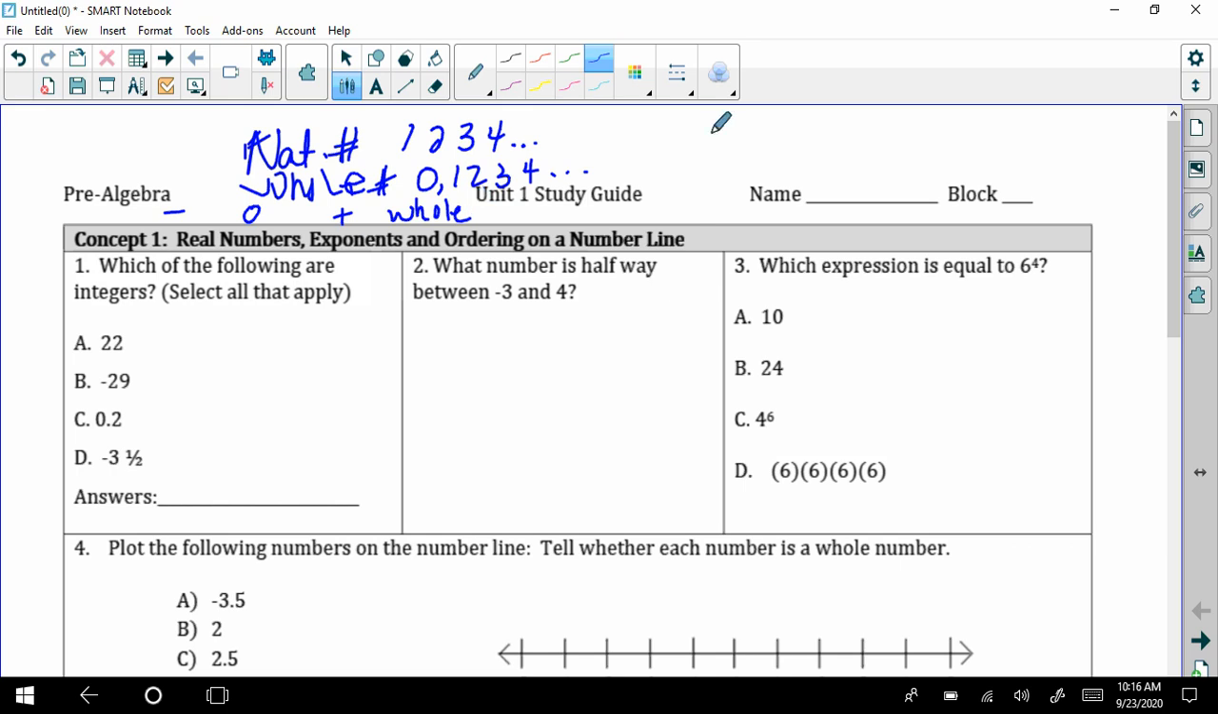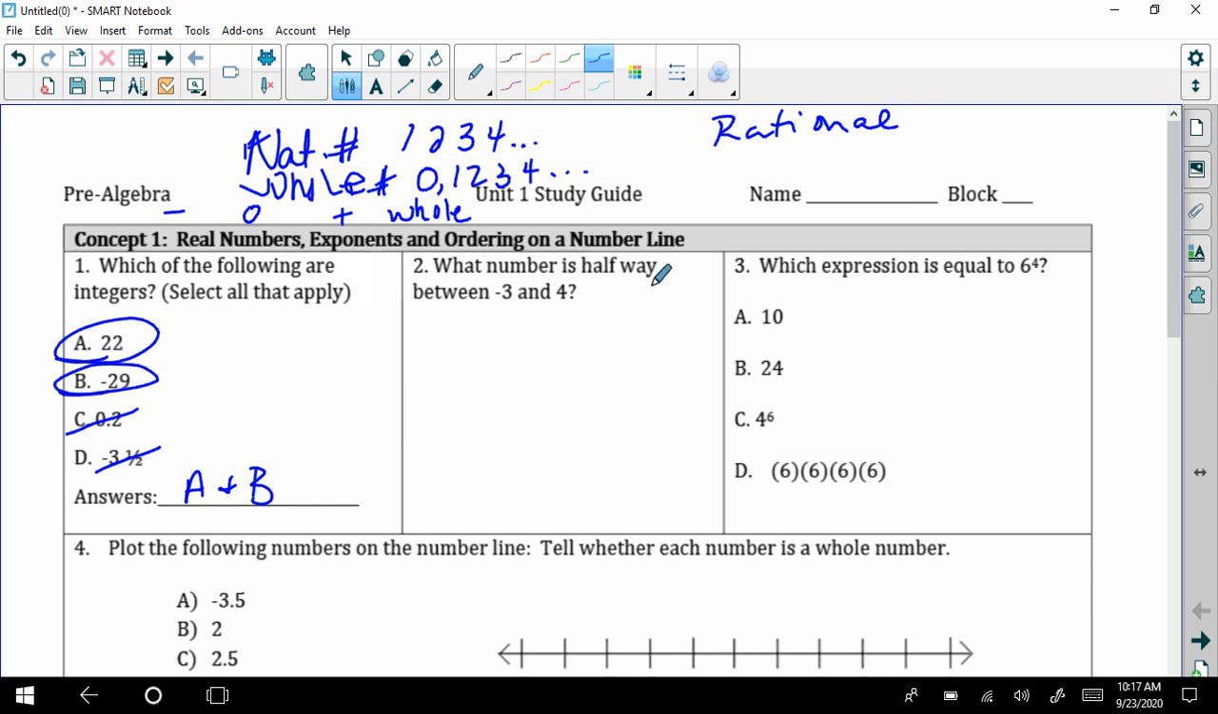Then we get to just being rational, which includes decimals and fractions, positives and negatives. So which of the following are integers? That means positive and negative, not decimal or fraction. So not this one, not this one. These are both positive or negative on a nice crisp line on the number line. So A and B.